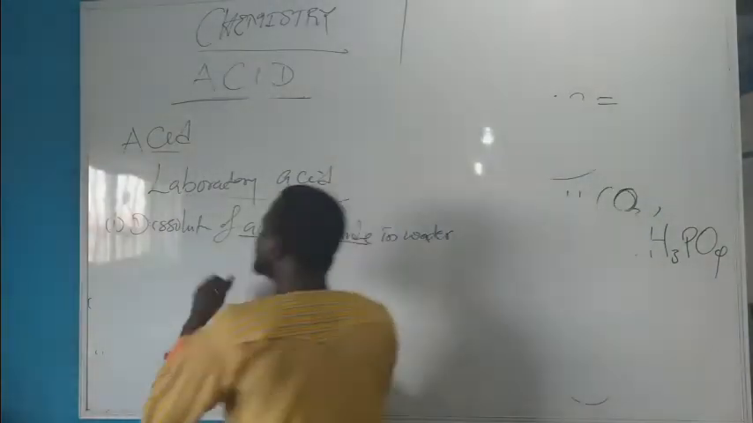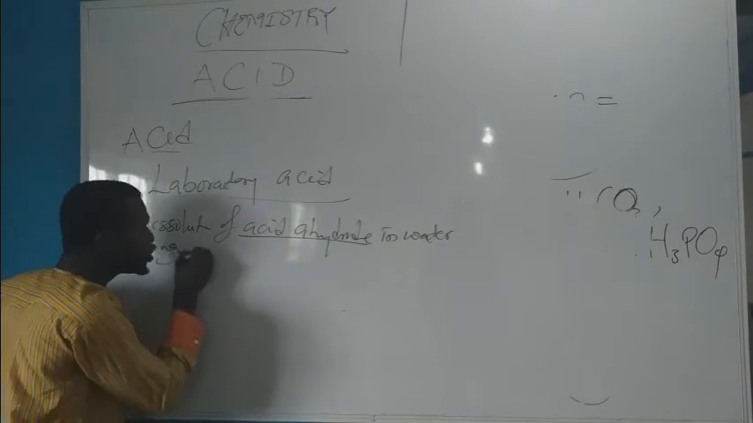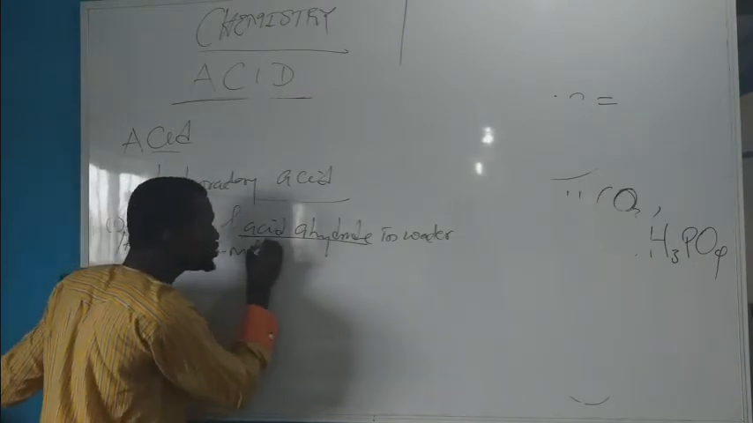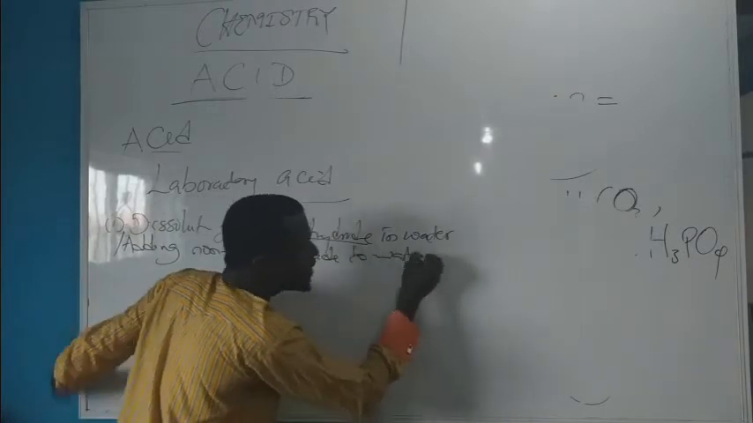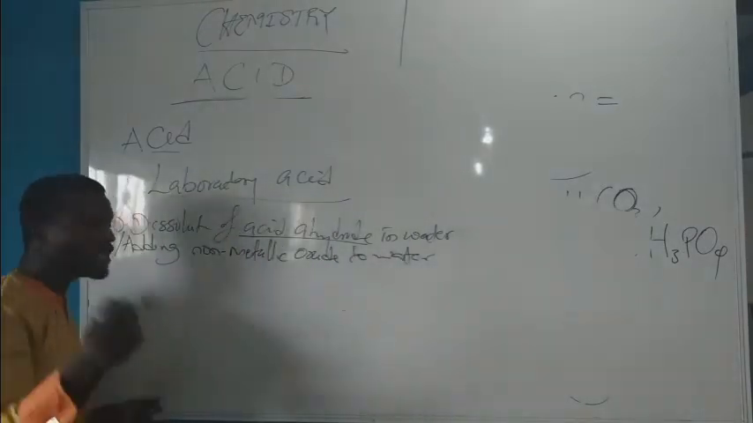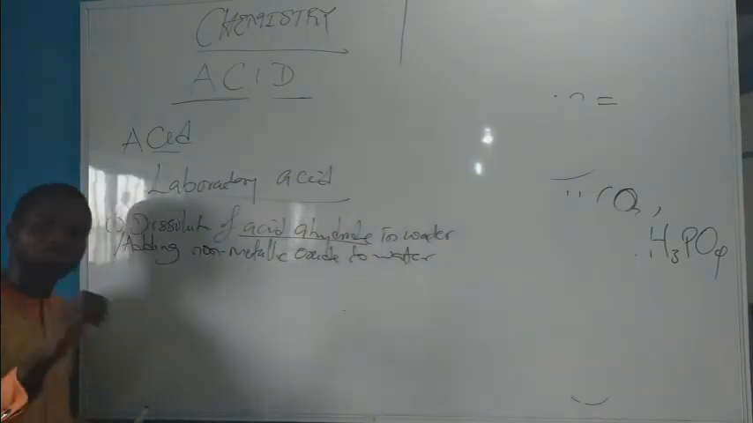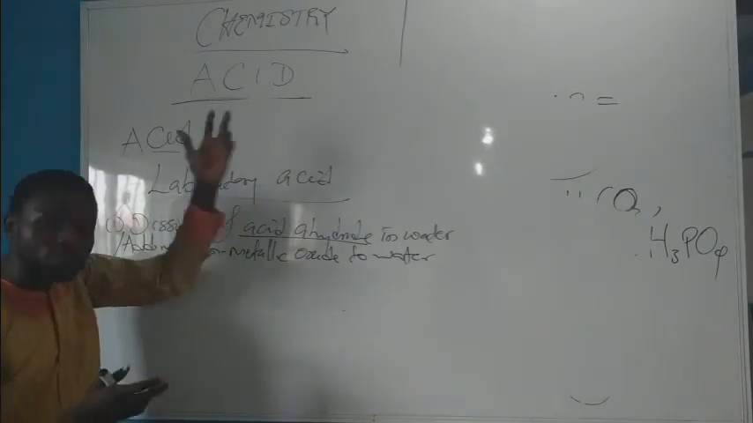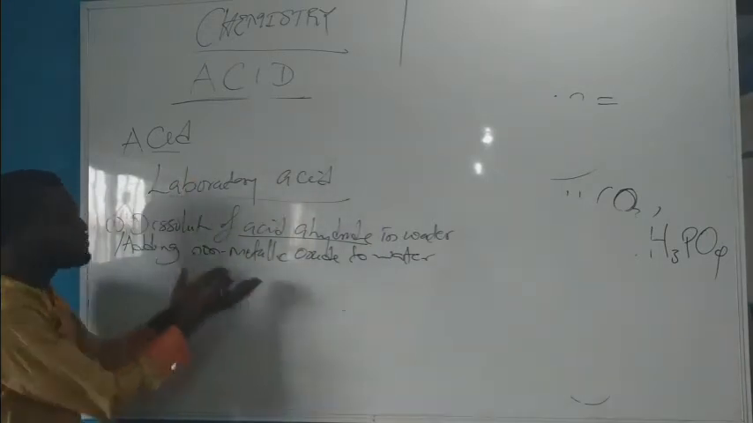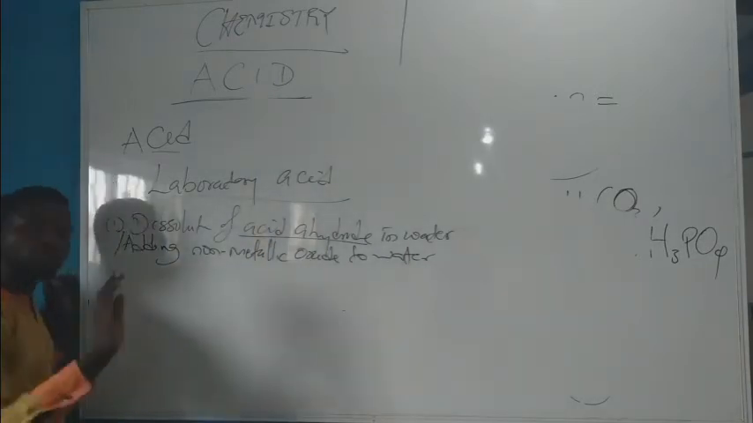So, in any event where you find this expression difficult to articulate, all you need to say is dissolving or adding non-metallic oxide. Adding non-metallic oxide to what? To water. This is as well admissible in chemistry. So, dissolution of acid anhydride in water, or for students who might find it complicated to rattle off, you just say adding non-metallic oxide to water. Very simple, without talking too much.